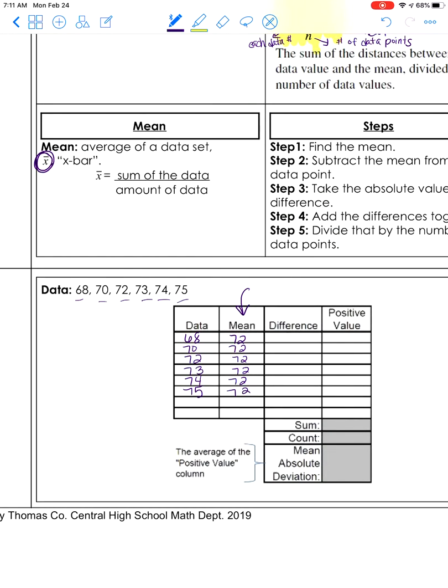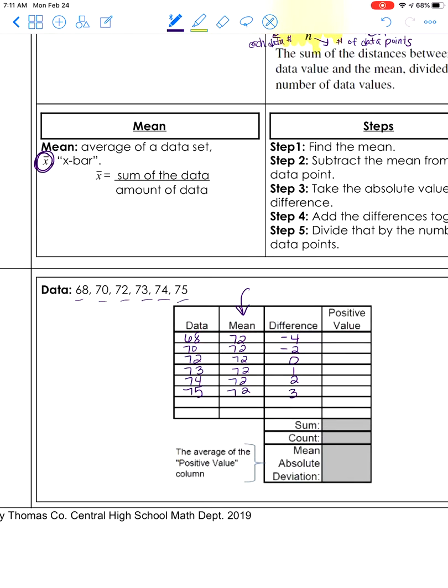Okay? So now what we're going to do is find the difference between those two numbers. I'm going to subtract 68 and 72. If I subtract that, 68 minus 72 is negative 4. The next will be negative 2. 0, 1, 2, and 3.